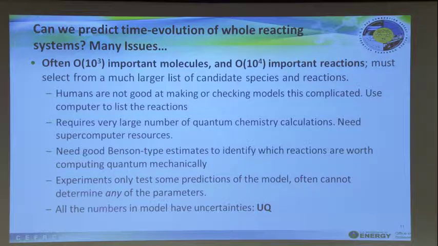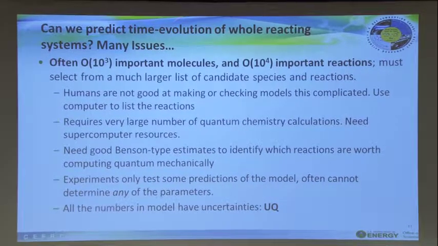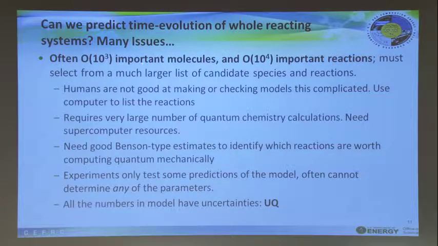But after you've done that, you have an issue: we actually want to predict the time evolution of a whole reacting system with maybe 1,000 important molecules, maybe 10,000 important reactions. So we have to figure out how to select, out of all the possible reactions in the universe of species in the world, which 1,000 species and which 10,000 reactions really matter for our case. And right away, just things to keep in mind: if you're going to work with models that have 1,000 species and 10,000 reactions, you have to accept that most humans don't have the attention span to work effectively with a model that has 10,000 reactions. So this is going to be a problem.